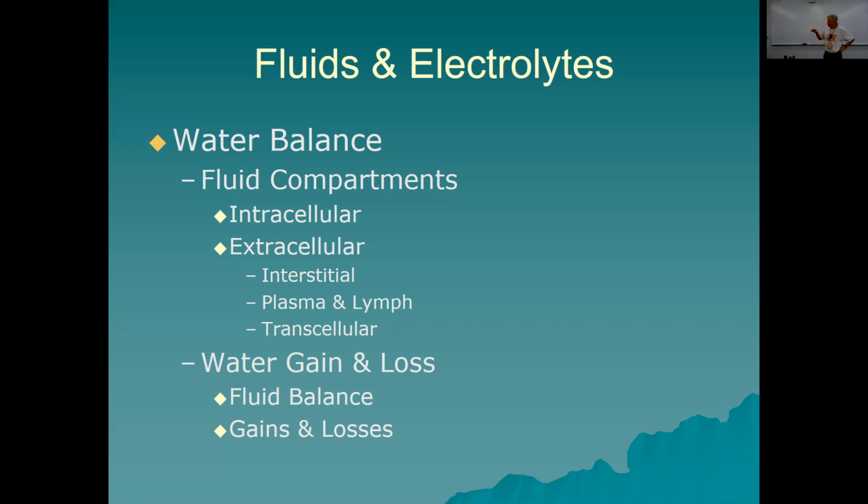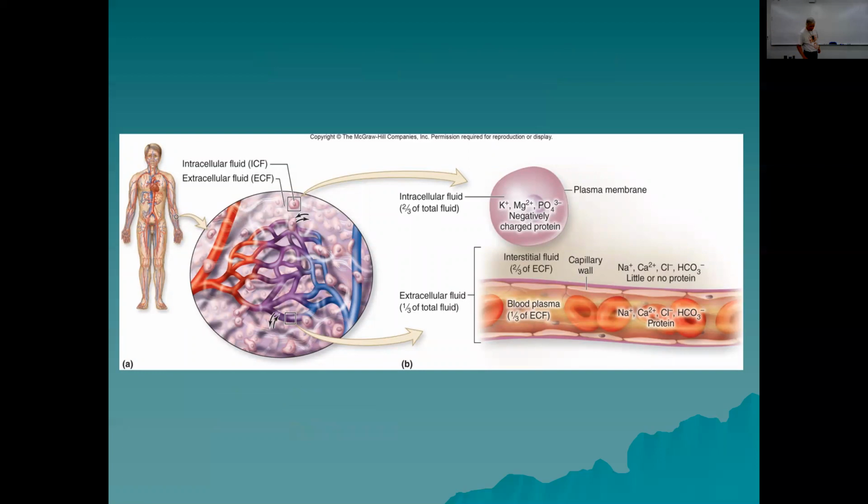Okay, and so when we look at water balance, we look at water gain and water loss. Right? So we're going to look at that. Here on page 1001, you can see the intracellular fluid, interstitial fluid, blood plasma, and lymph. And it's important to realize that water goes across all of these compartments, right?